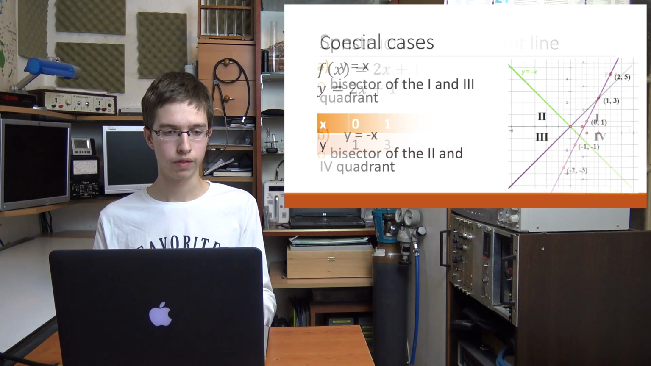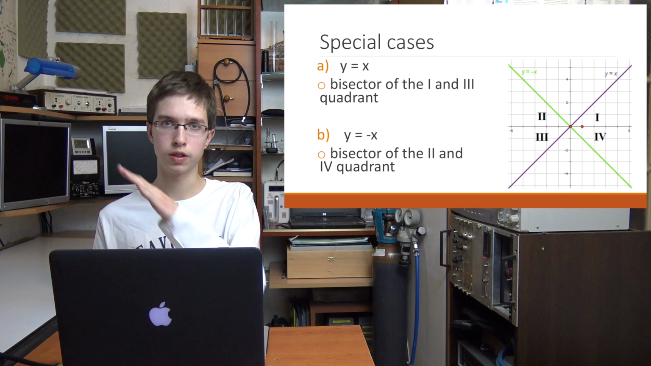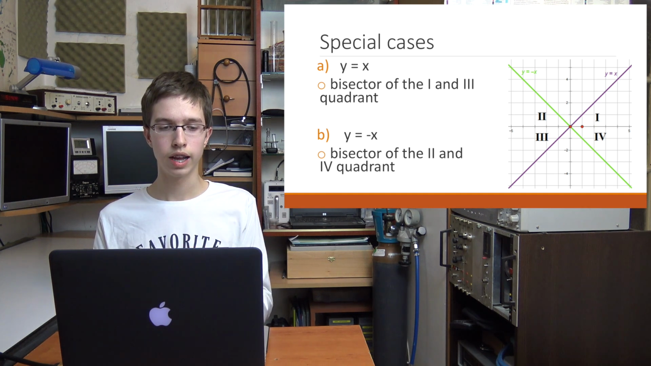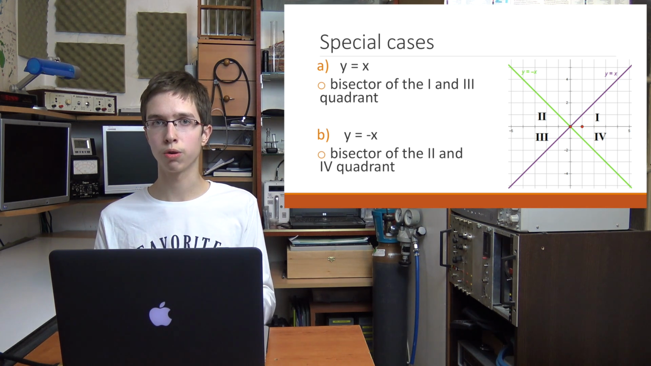There are two special cases. First, when y is equal to x, then it is the bisector of the first and the third quadrant. And the second case, y is equal to minus x, which is the bisector of the second and fourth quadrant in the coordinate plane.